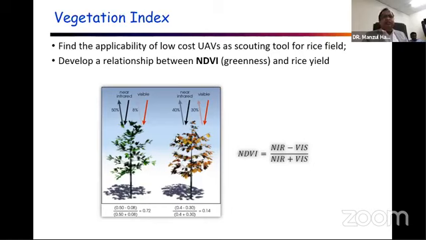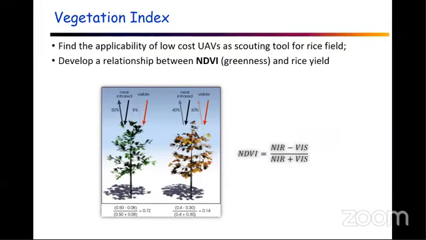So on the left side you can see the green one. The incoming sunlight, most of it in the red band, all the energy is absorbed with photosynthesis. And in near infrared, about 50% of the energy is going out. On the other hand, if it is not green, then what is incoming and outgoing is very, very similar.